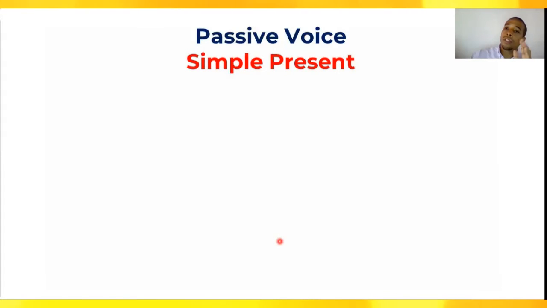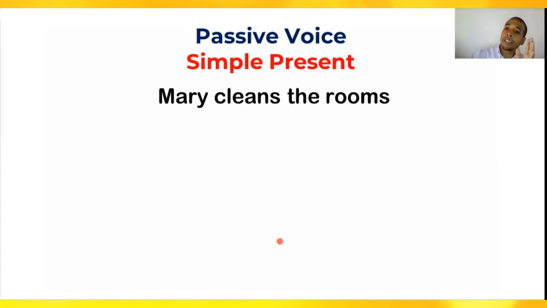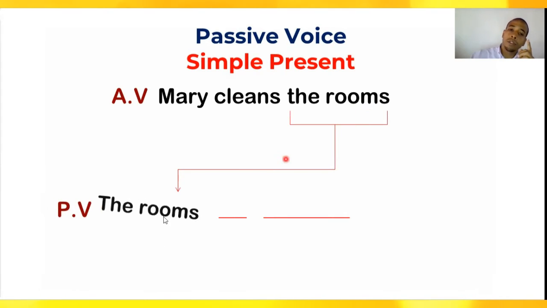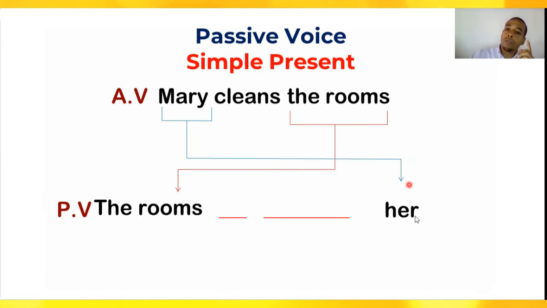So passive voice, simple present, the same example, but now she says in here she's cleaning the rooms. So she cleans the rooms, plural form. So the same, we move them. The rooms is gonna go here. Mary is moving to the end. Remember that it's an object pronoun. She's going to receive it right now by her.